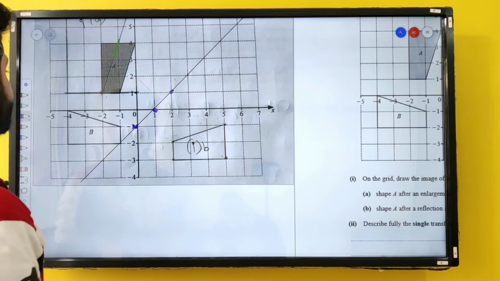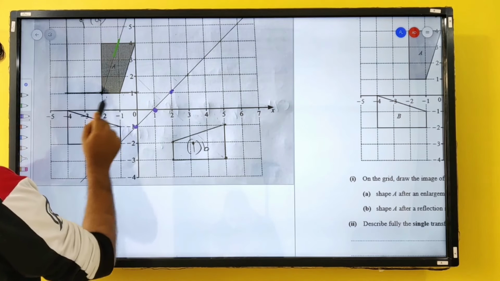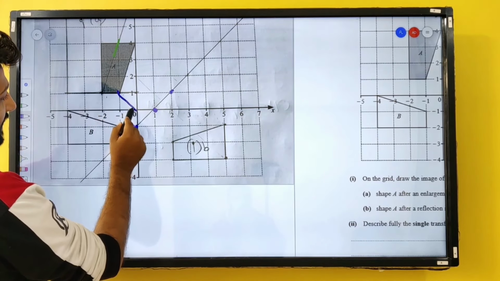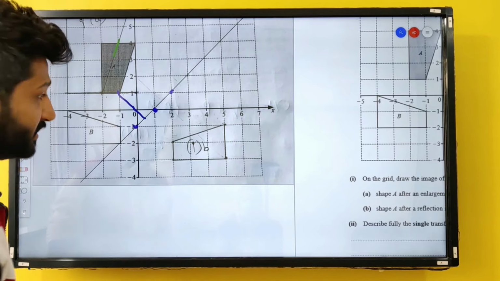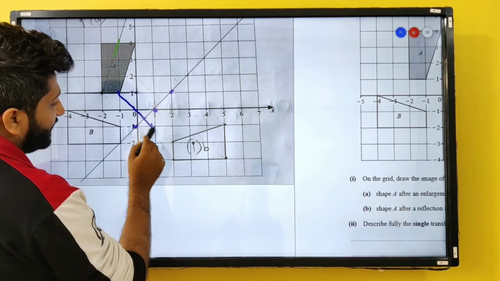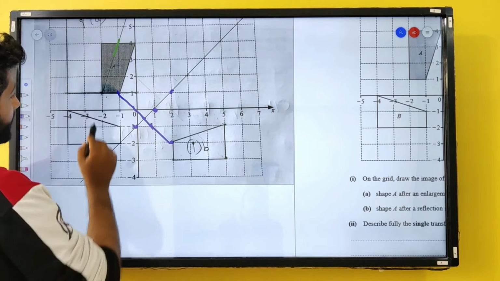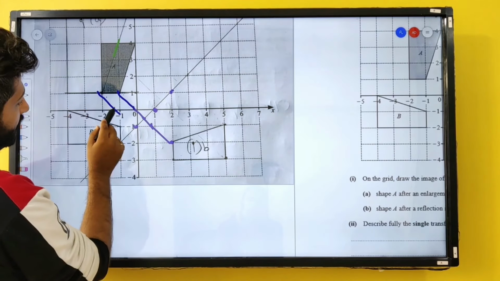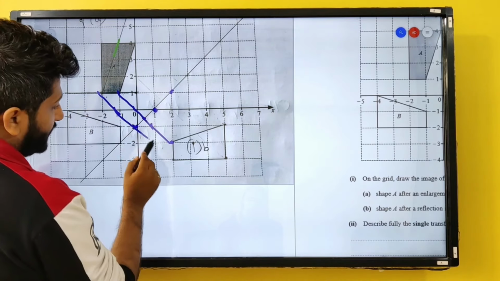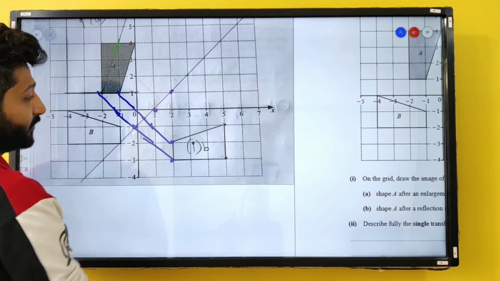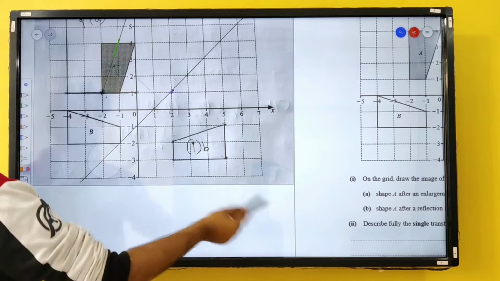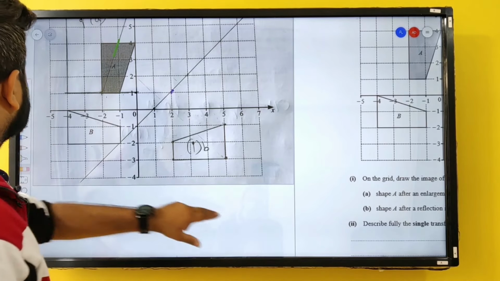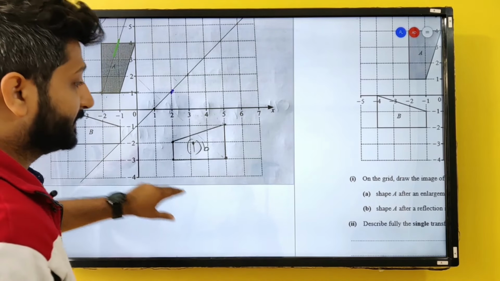How did I do the reflection? This point is 1.5 units away from the line, diagonally, so the same distance on the other side. This is my first point. If you compare this other point, it is 2 units away, so 2 units on the other side. This is my second point. Similarly, using this logic, I have created all 4 points. You can also do that.